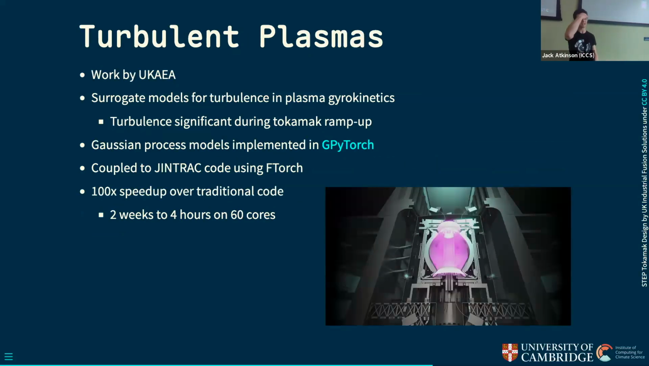And then the last one I've got is some turbulent plasmas. Often when I'm presenting this as part of ICCS, we focus on the climate applications, but given this is a wider audience, this is some work by UKAEA, who came to a broader workshop on hybrid modeling that Joe and I organized at the end of last year. And here they've been using FTorch again to embed learned surrogate models within a larger code base. This one is for turbulent parameters in plasma fusion simulations.